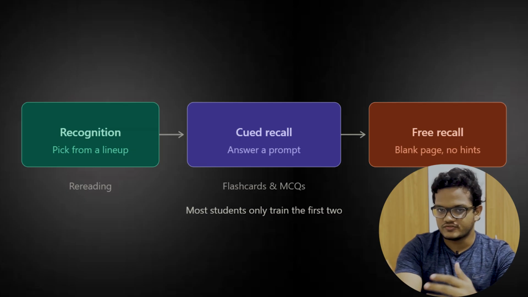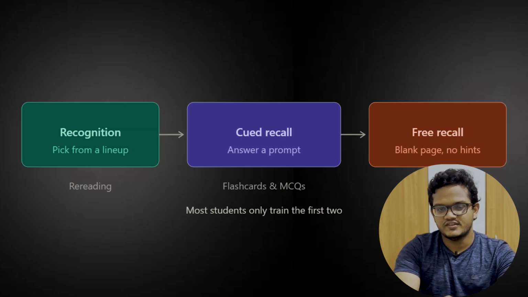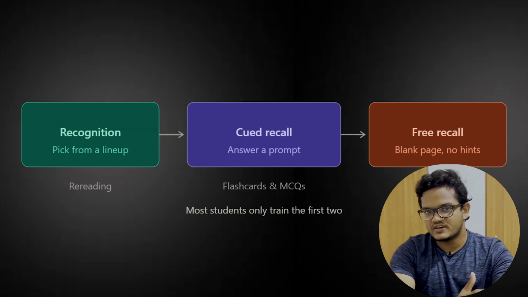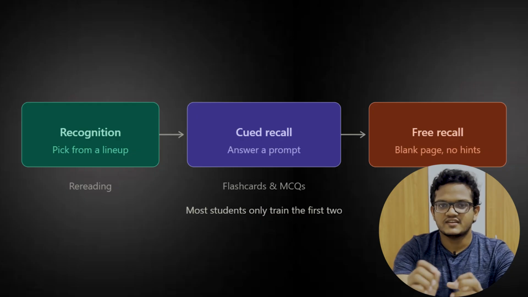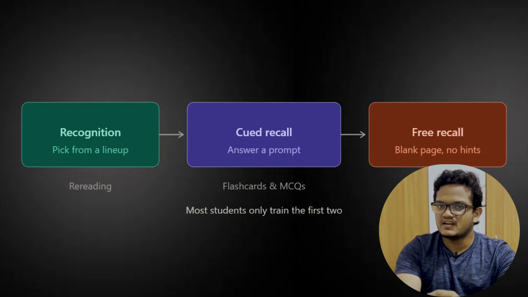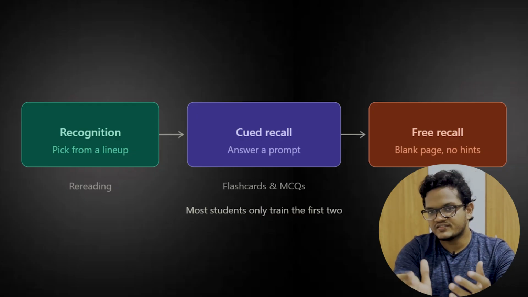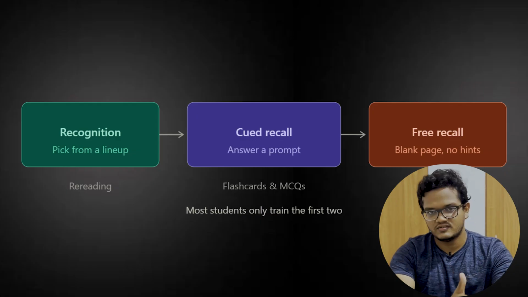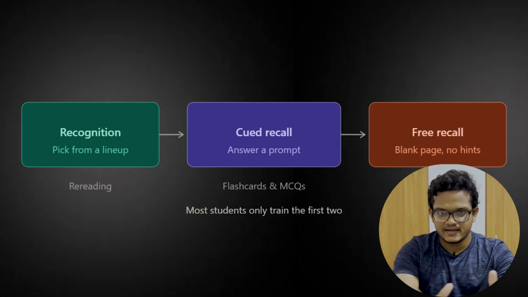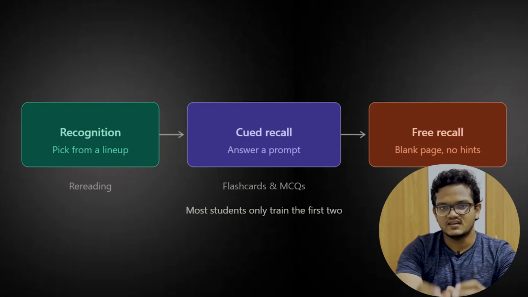Here's the thing. Most students only ever train the first 2. They reread notes, which is recognition. They do flashcards and MCQs, which is cued recall. And they sit an essay paper where the judge asks them to testify from scratch. And their mind goes blank because they never trained that third type. That's exactly what happened to me.